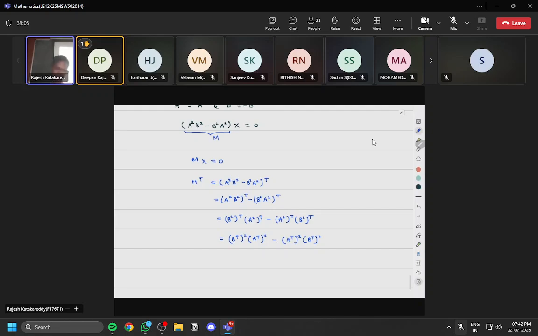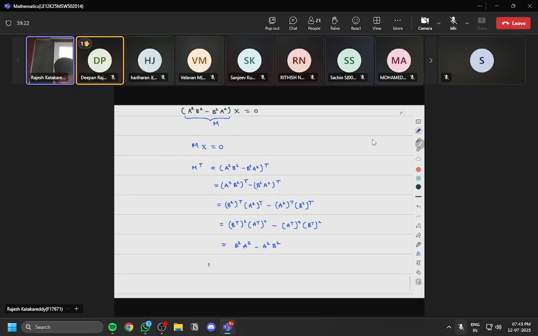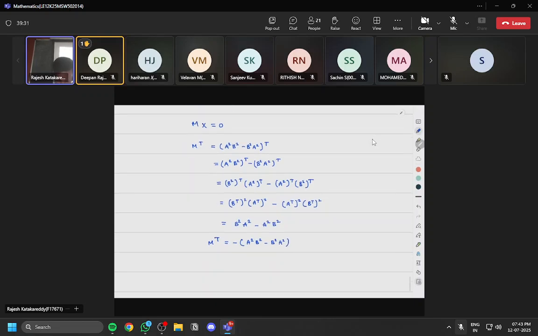Now, A transpose is A, B transpose is minus B. Plus B or minus B doesn't matter, the powers are even. We can write this as B square A square minus A square B square. Notice that after taking minus 1 common, M transpose is minus 1 into (A square B square minus B square A square). Now I can say M transpose is equal to minus 1 into M. So what is this matrix called?